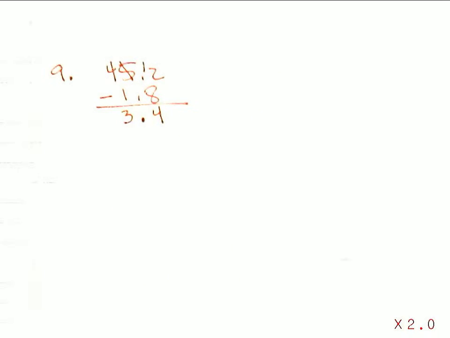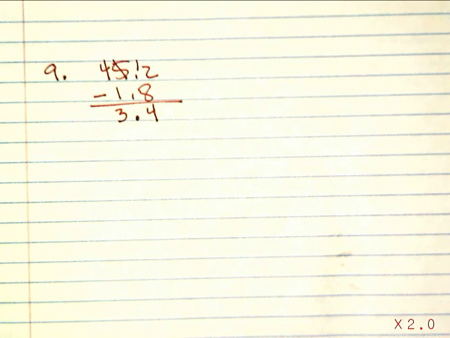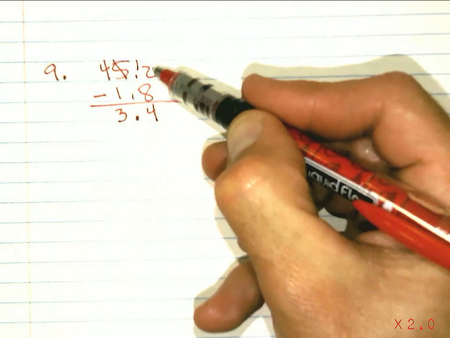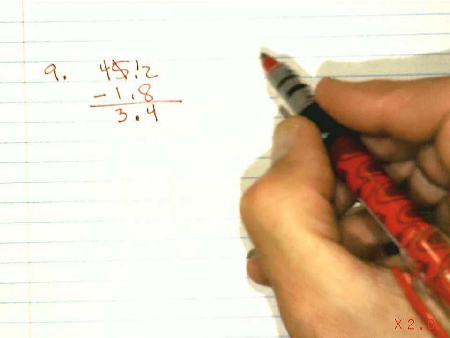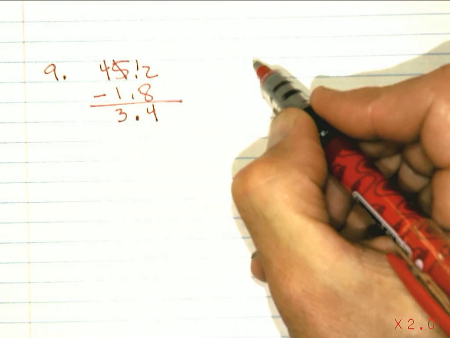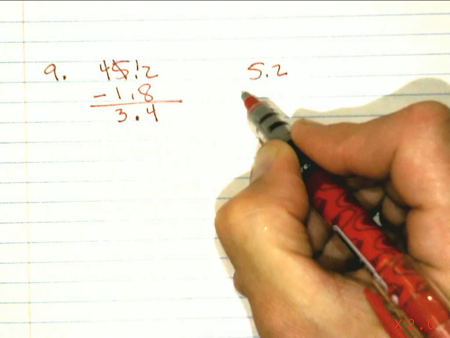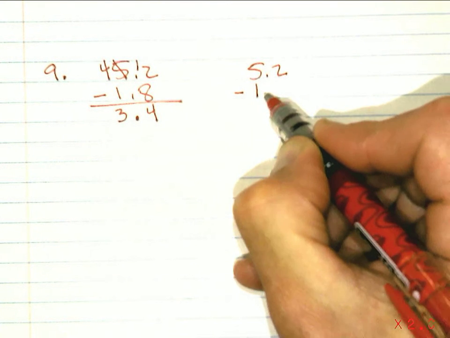And that seems to be a real simple way to do this problem, again, as long as we don't make any mistakes with our borrowing or making sure we put the right numbers there. That makes sense. But I would not do this problem that way. I would simply look at the problem like this: 5.2 minus 1.8.